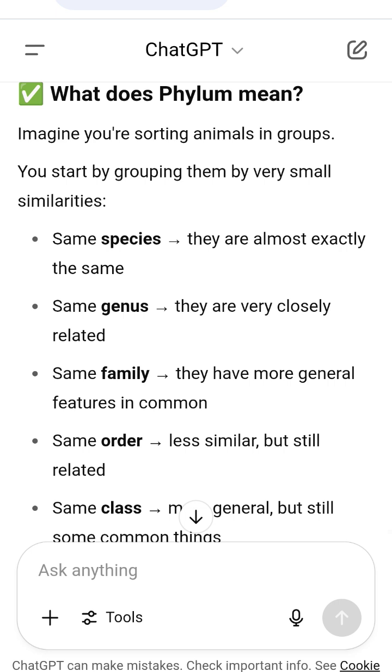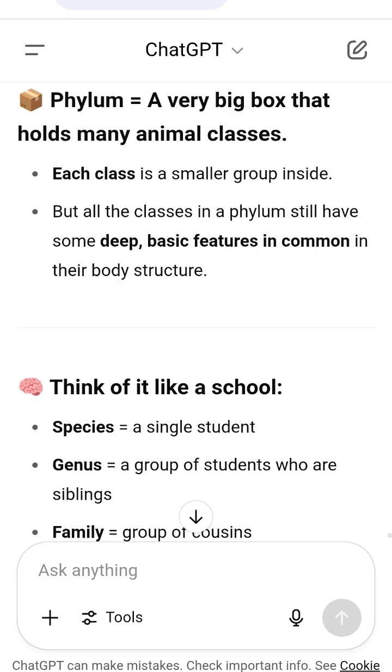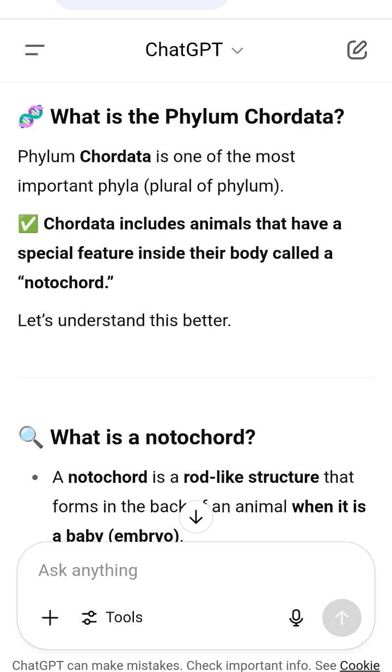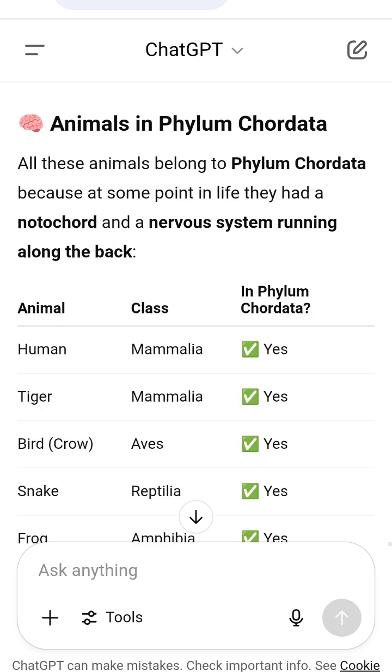Examples of plant divisions. Let's see some common divisions in plants. Division name, what's in it, special features. Bryophyta, mosses. Tiny plants, no flowers, no seeds. Pteridophyta, ferns, no seeds, but have special leaves. Gymnospermae, conifers like pine and fir, have seeds, but no flowers. Angiospermae, flowering plants like rose and mango, have seeds and flowers.